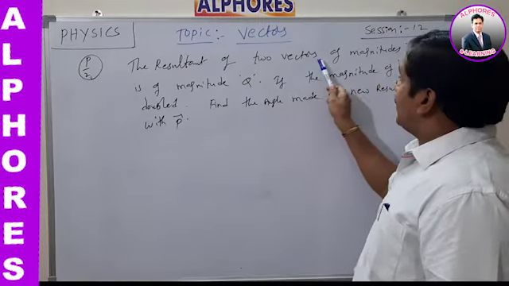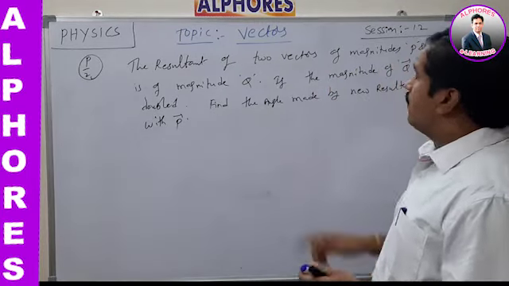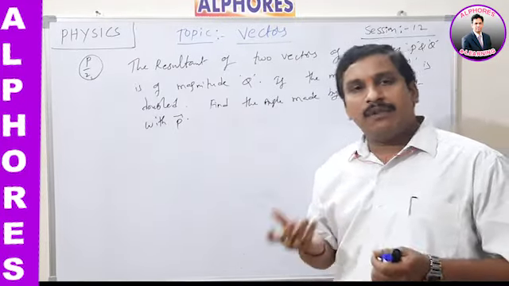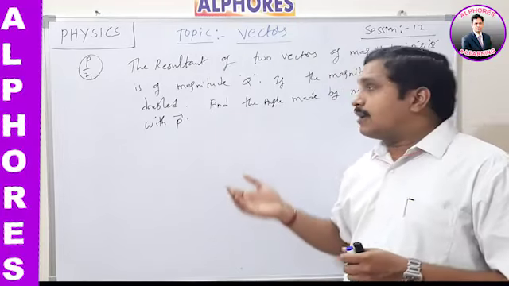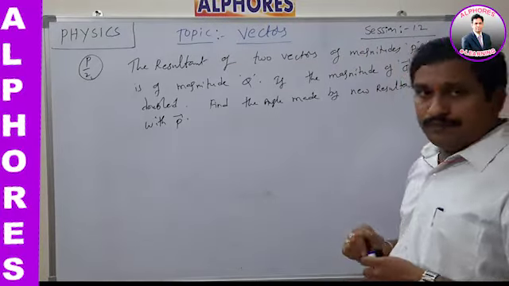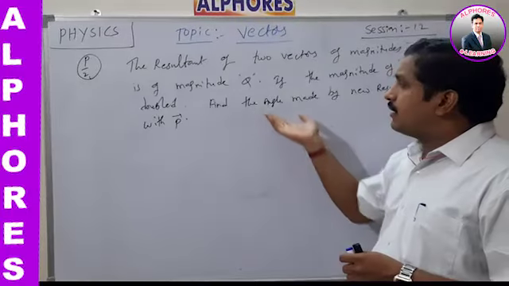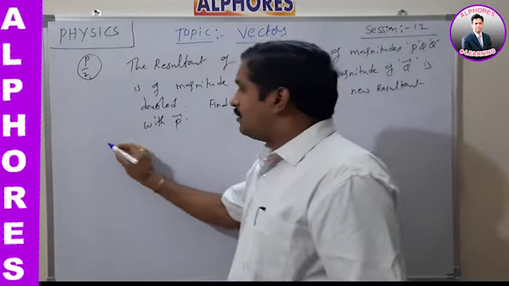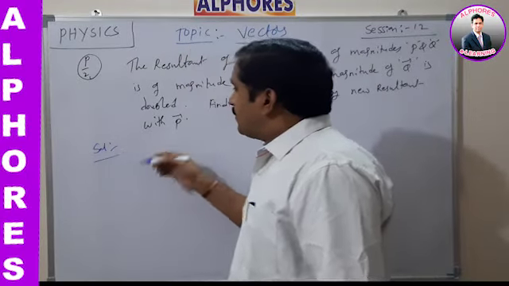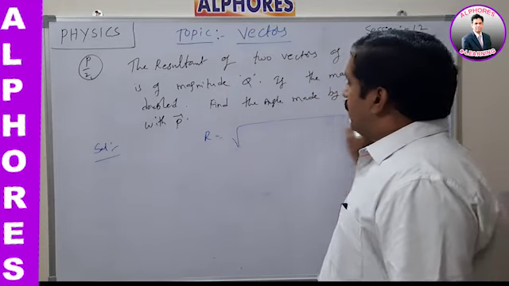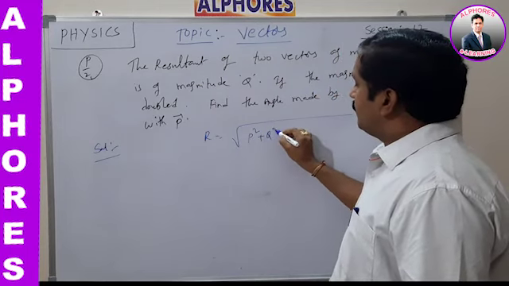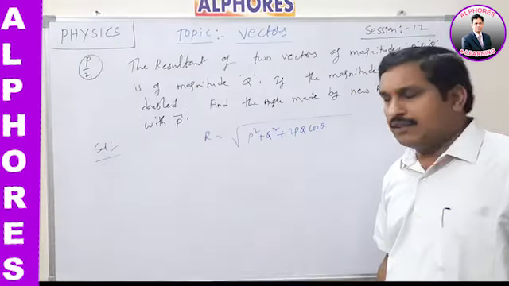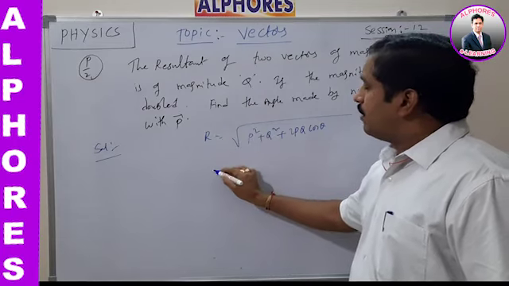The resultant of two vectors of magnitudes P and Q is of magnitude Q. What is the condition? If I take two vectors P bar and Q bar having magnitudes P and Q, inclined at a certain angle, then the magnitude of the resultant is Q. What is the actual equation as per the concept? Generally R is equal to root of P square plus Q square plus 2PQ cos theta. This is the general equation.